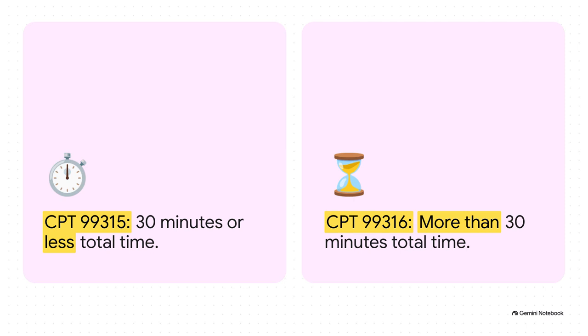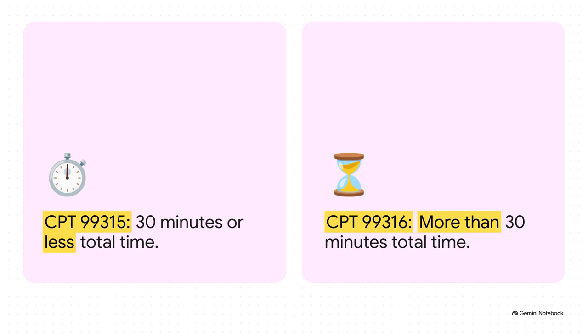Both of these scenarios require entirely different coding rules. Let's look at discharge management first. Unlike the initial and subsequent codes that rely on MDM or time, discharge codes are based exclusively on time. It's beautifully simple, really. It's split into just two codes.